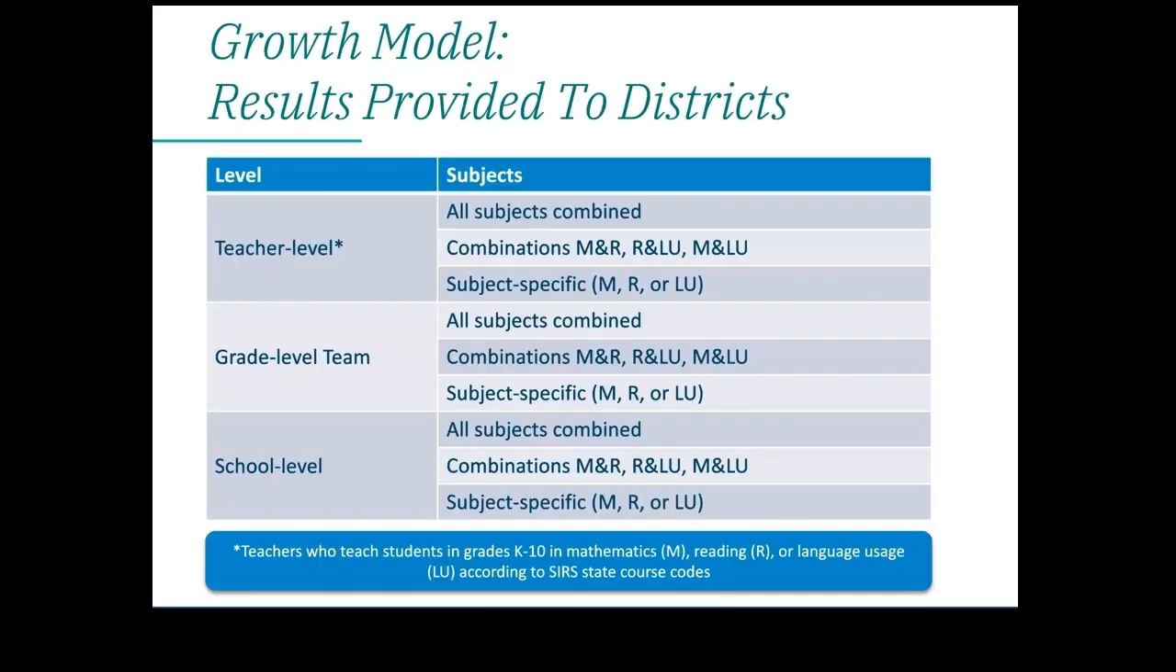Here are the levels of results that we provide to you. This is in some sense similar to the SLO results. We have all subjects combined. We also have subject specific results, and we provide them for teachers, grade level teams, and school level. Since this growth model is about finding the impact of educators, we do not provide student level results in the growth model. We're looking for how do groups of students tend to grow, and we do that at the teacher, grade level, team, and school level.